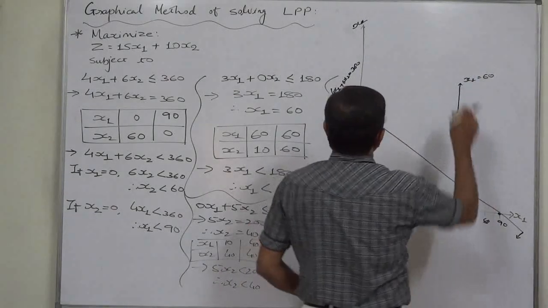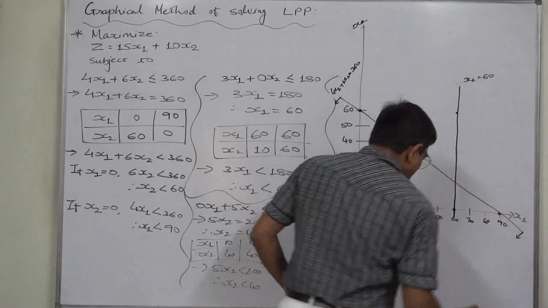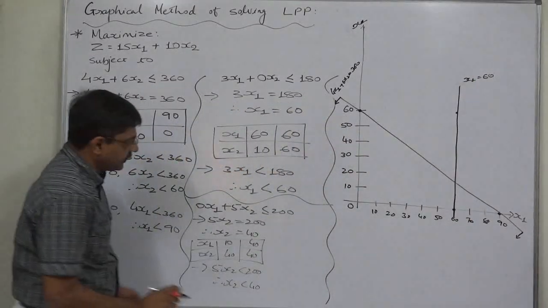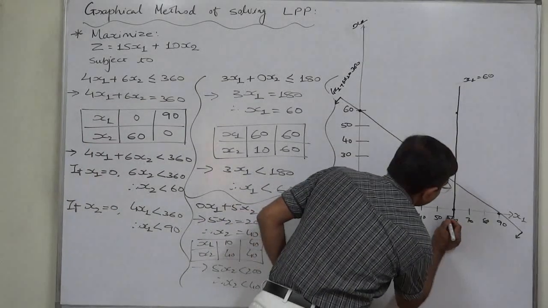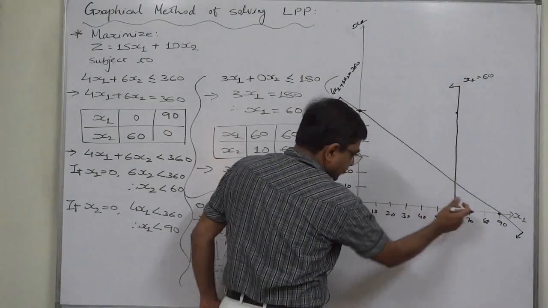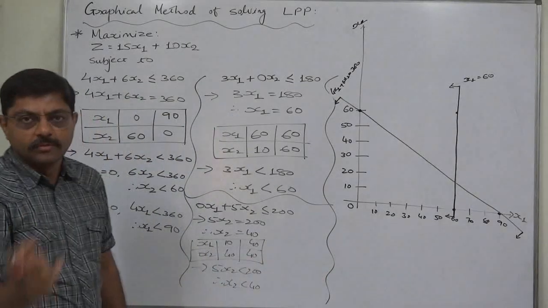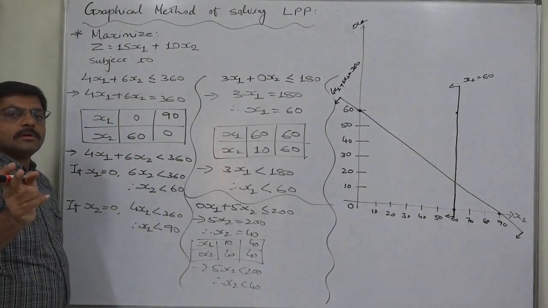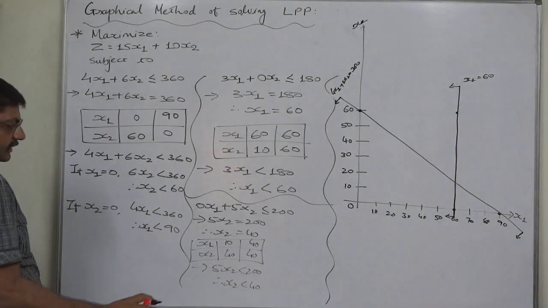Okay, now what? x1 equals 60, okay. What about the inequality part? x1 less than 60. Yes, less than 60 means either 50, 40, 30, 20, 10 or say up to 0. But it cannot take a value less than 0 because of the non-negativity constraint.